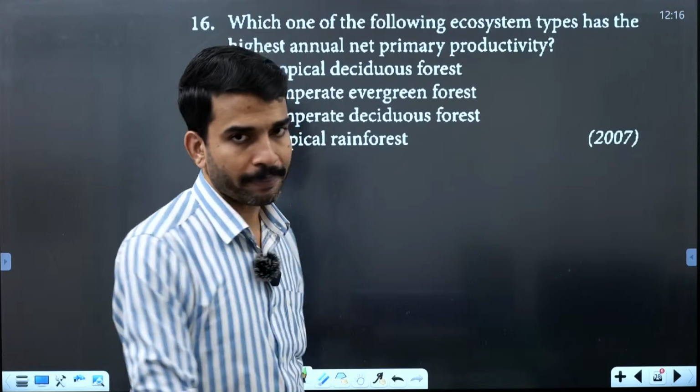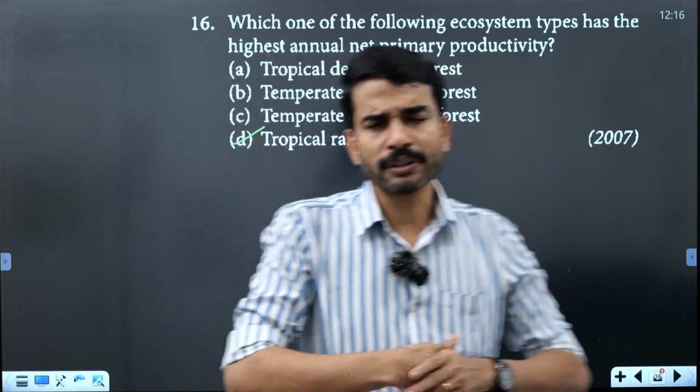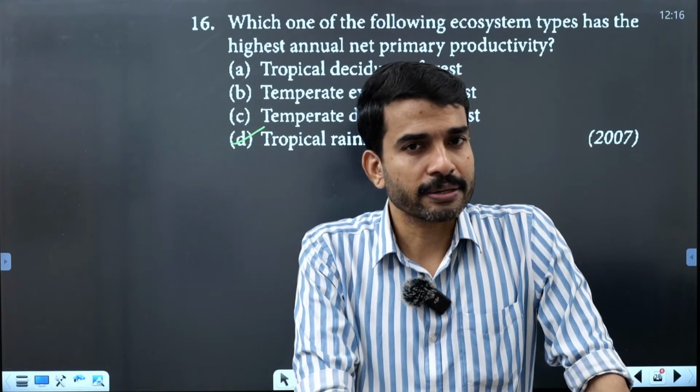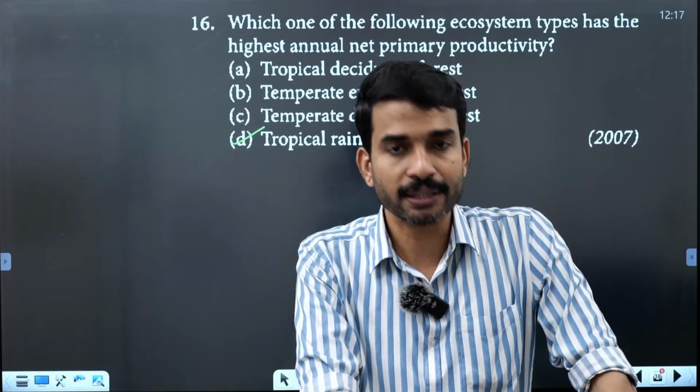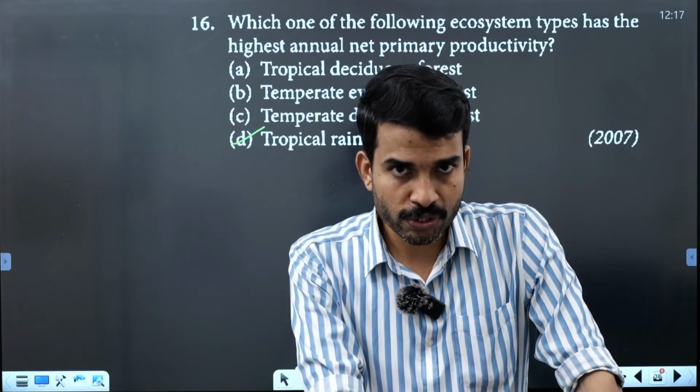Okay, we'll go with the tropical rainforest. Tropical rainforest means what? There we have all the varieties of plants, right? Big sized plants you can see, medium sized plants, we have some herbs, grasses, everything we have together. So productivity also would be more, right? Compared to other forests you just take.